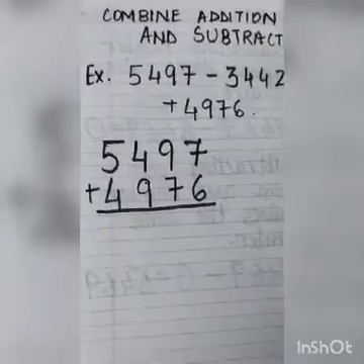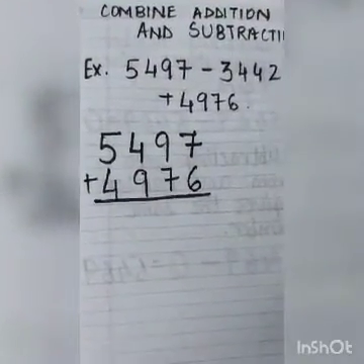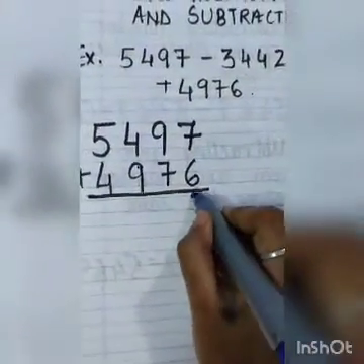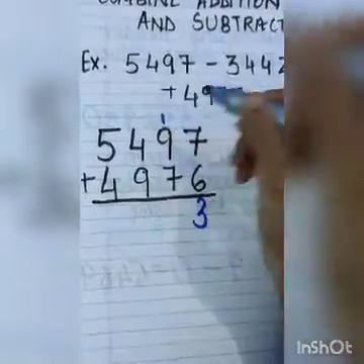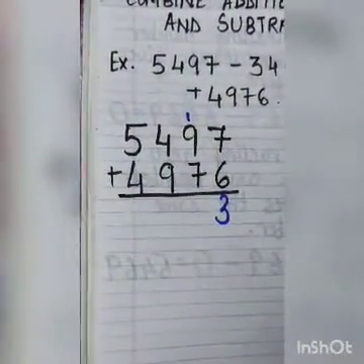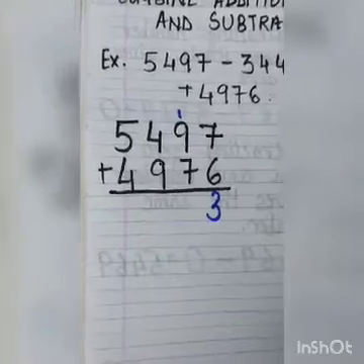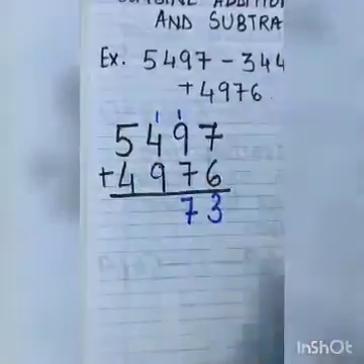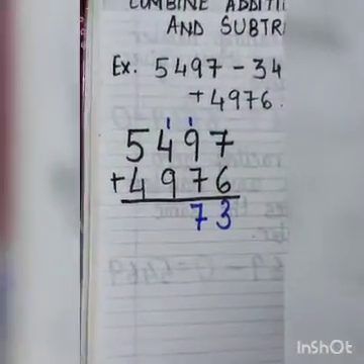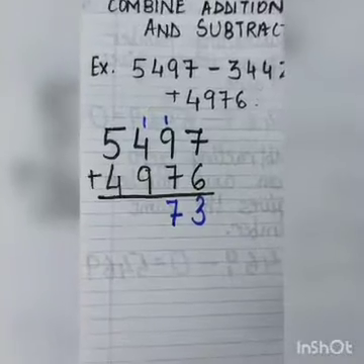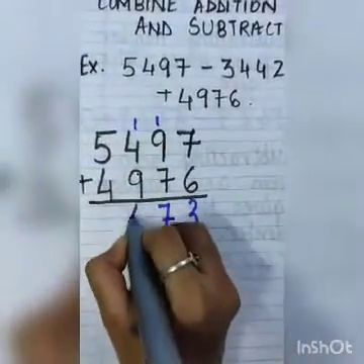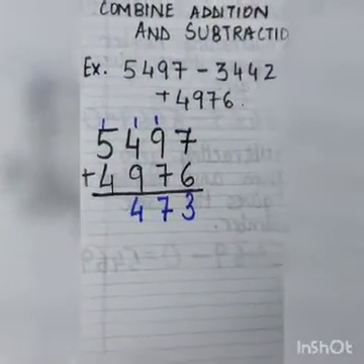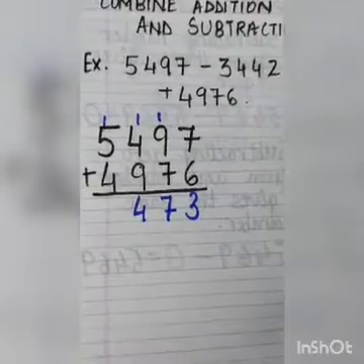We have written the numbers in column method. Now we will solve it. 7 plus 6 gives us 13, so we will write 3 here and 1 carry. 9 and 1 is 10, 10 and 7 is 17, so 7 will be here and 1 carry. 4 and 1 is 5, 5 and 9 is 14, so we will write 4 here and 1 carry. 5 and 1 is 6, 6 and 4 is 10.